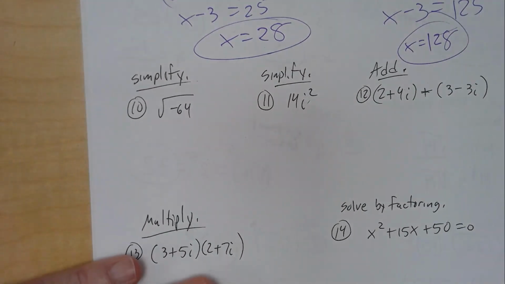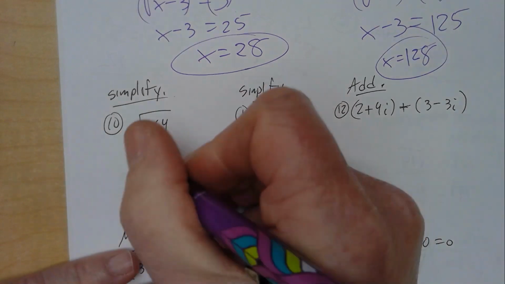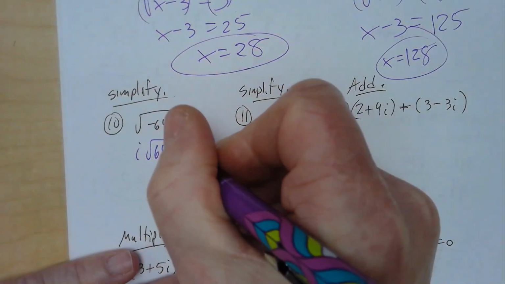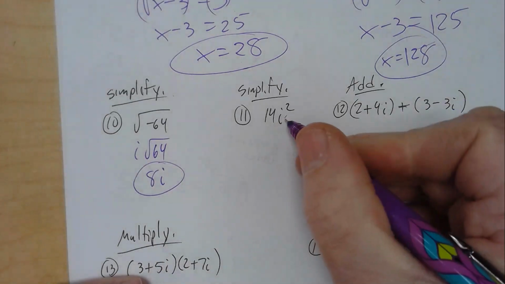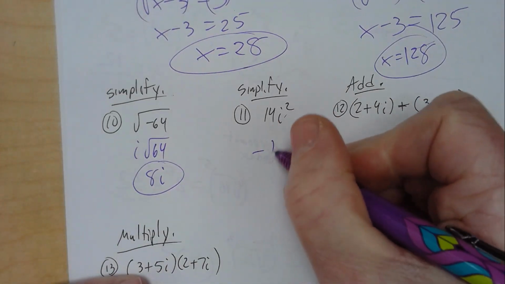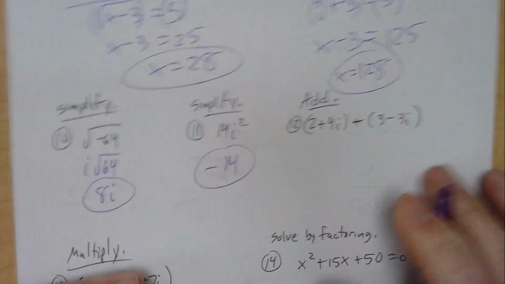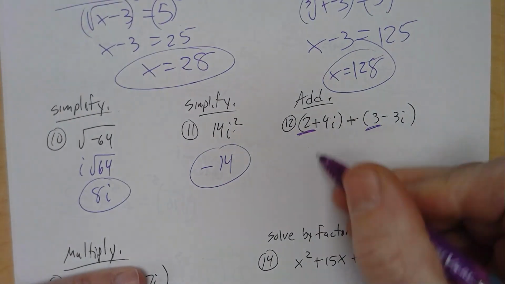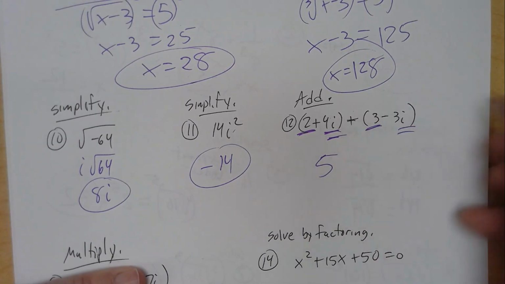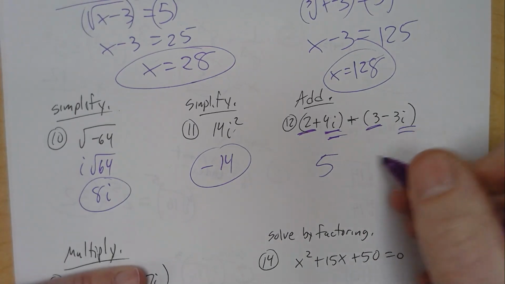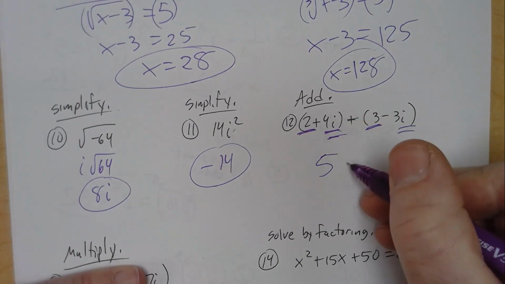The square root of the negative is I, so it's I square root of 64. 64 is a perfect square, so it's 8I. I squared is negative 1, so it's negative 14. When you add, you just put together the like terms. You don't have to distribute a negative or anything like subtraction. And 4 minus 3 is just 1I.